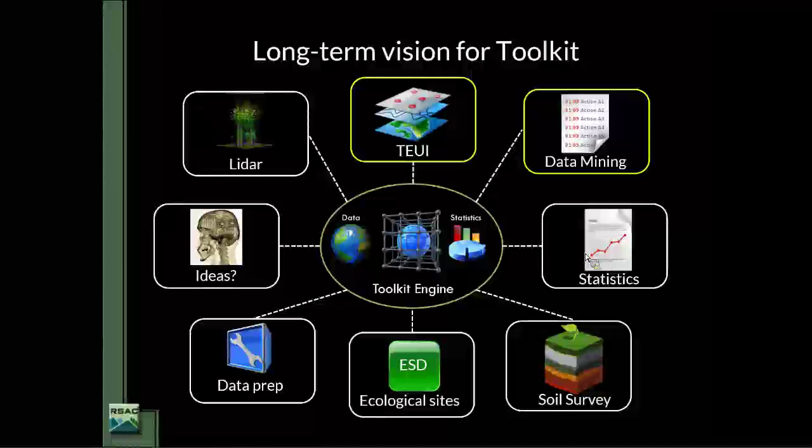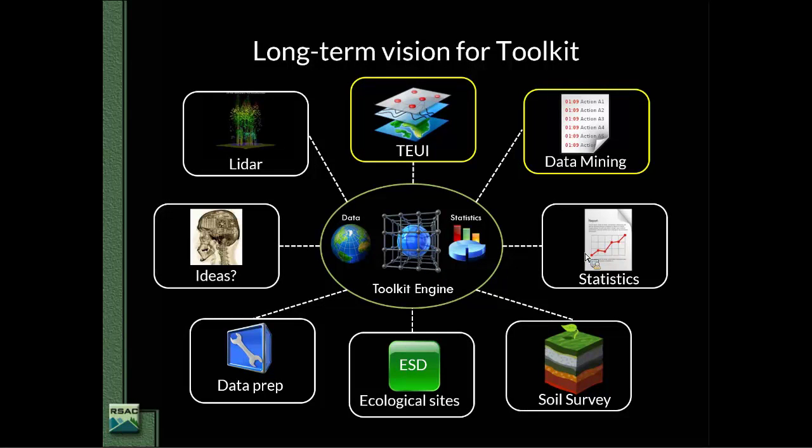So our long-term vision for the toolkit really centers around this toolkit engine in the middle. And what that is, is just this zonal statistics generator. We take those zonal statistics and you can leverage them in many different ways. Obviously, we have the TEUI toolbar as it stands now, but we see it as more of a modular tool where different resource communities and users can develop modules that interpret those zonal statistics and leverage them in ways that they are looking for in their projects.